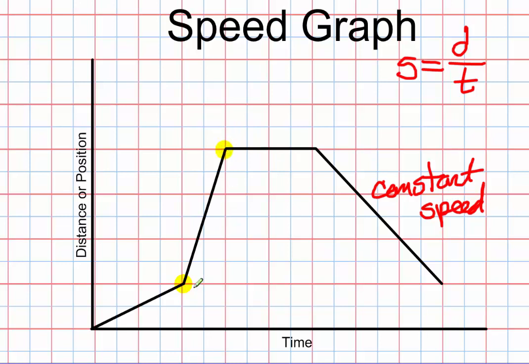Right here, there's a change in speed. When the line is flat on the speed graph, the position is staying the same. That means it's not moving. So in this spot there's a change in speed right here and a change in speed right here. Anytime the slope of the line changes on a speed graph, we have a change in speed, which means it's accelerating.